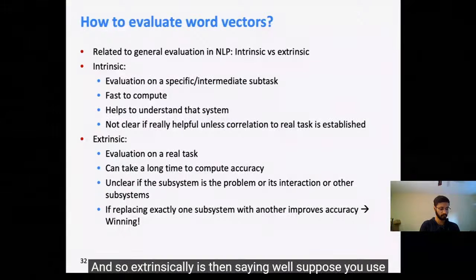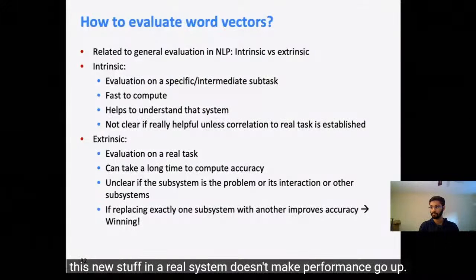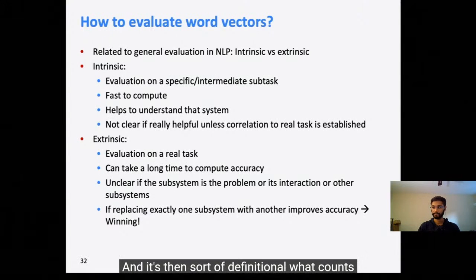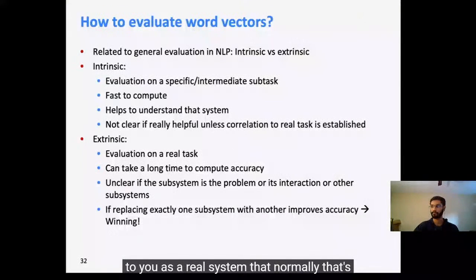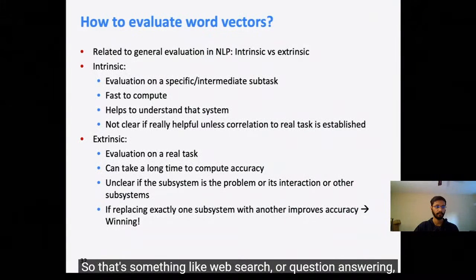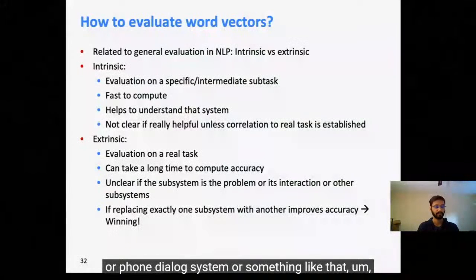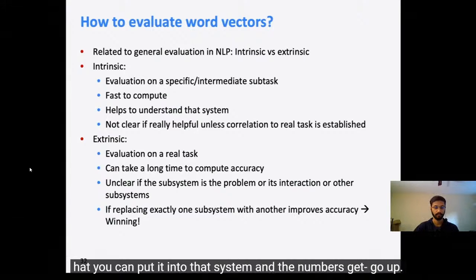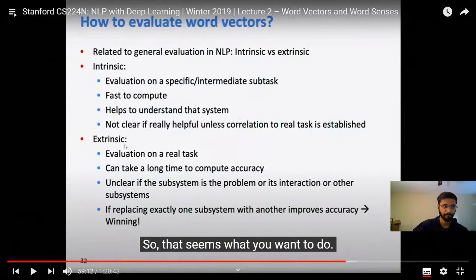And so extrinsically is then saying, well, suppose you use this new stuff in a real system, does it make performance go up? And it's then sort of definitional what counts to you as a real system, but normally that's meaning it's some application that human beings actually care about and like to use. So that's something like web search or question answering or a phone dialogue system or something like that, that you can put it into that system and the numbers go up. So that seems what you want to do.